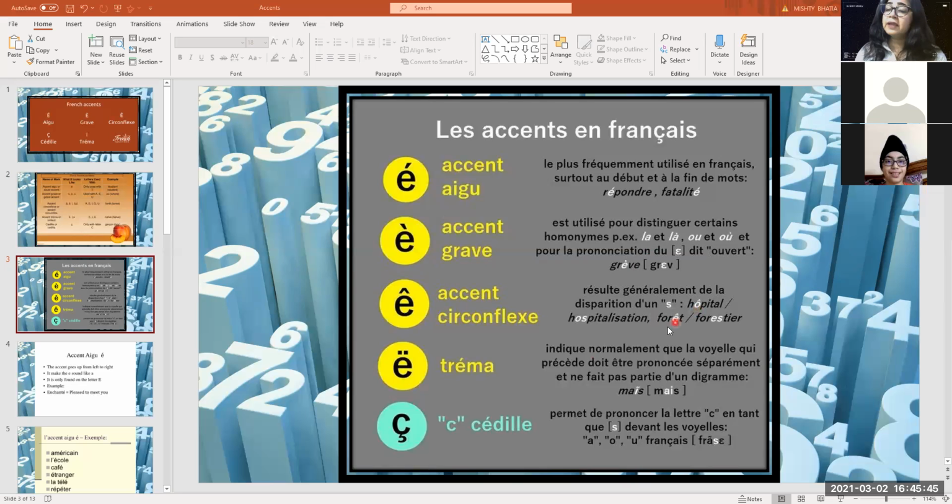Okay. Next one is forêt, as in forest. So I just removed or dropped the S and put the accent over the E. This is mainly because of the disappearance or removal of the letter S. Okay. Next one is the word with the accent over the I.